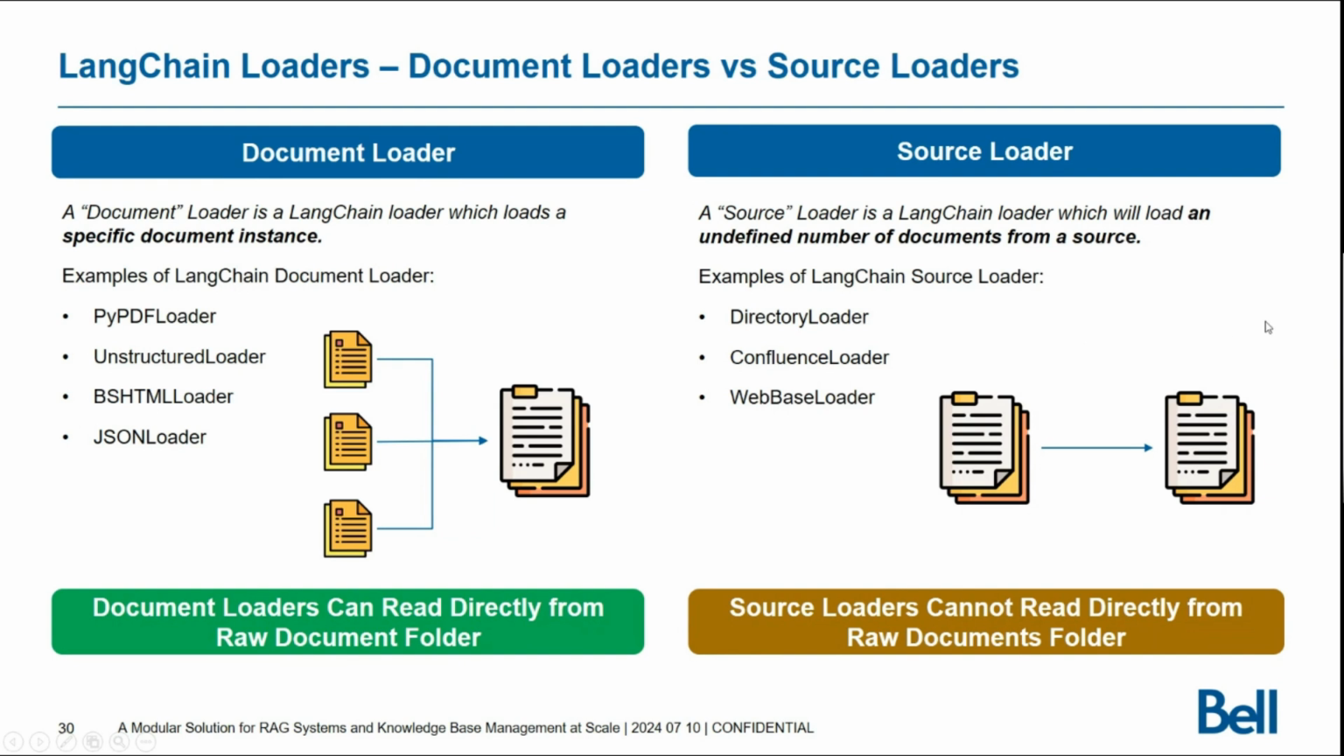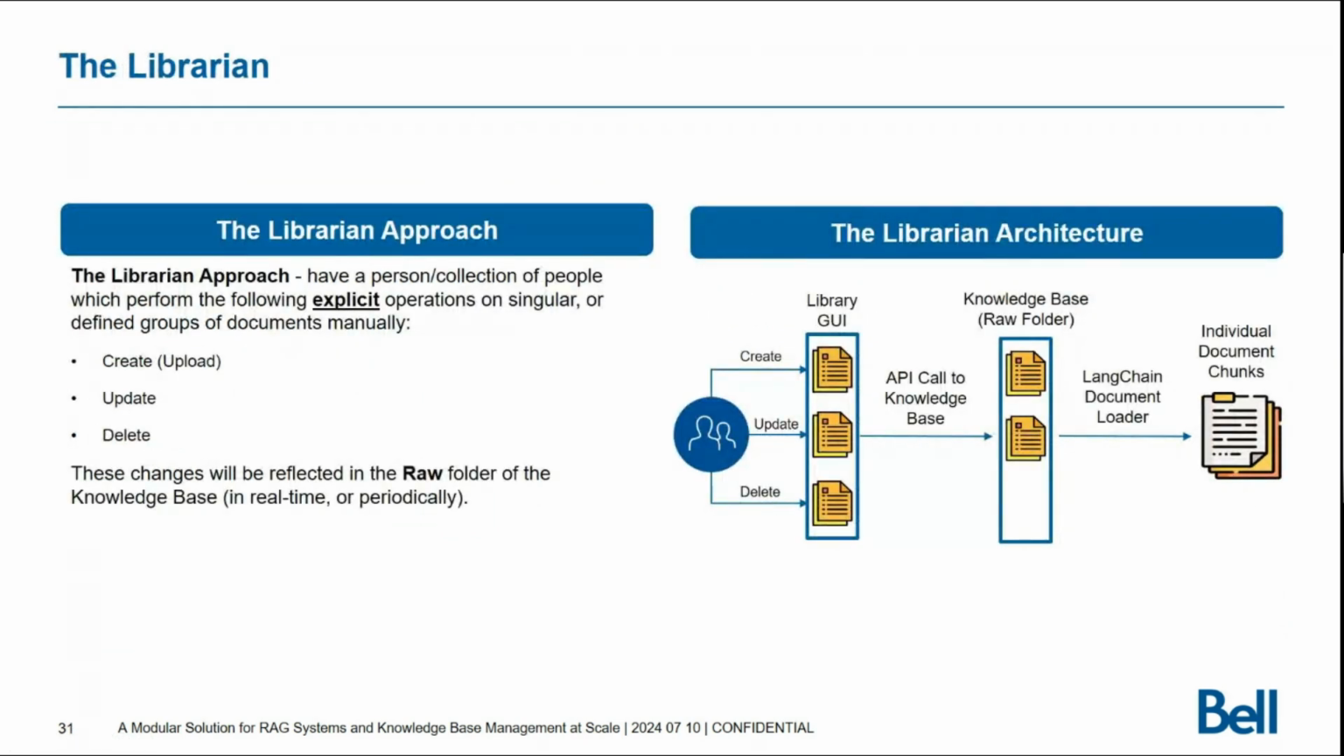Hence why we focus on document loaders within our pre-processing component. Now, you're going to say, okay, I need to upload documents into that raw folder so I can use a document loader to read from my knowledge base. How do I do that? There's two methods that we've coined here. One is the librarian approach, which is having a person or a collection of people explicitly perform operations on singular or defined groups of documents.